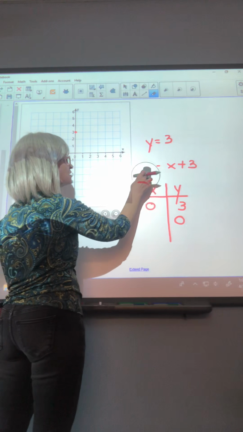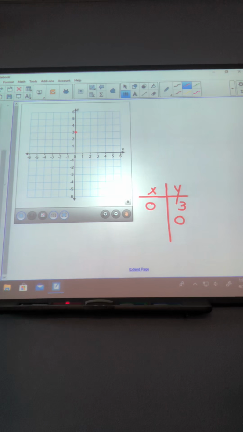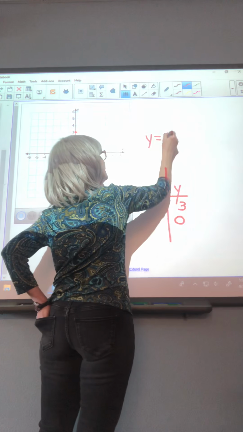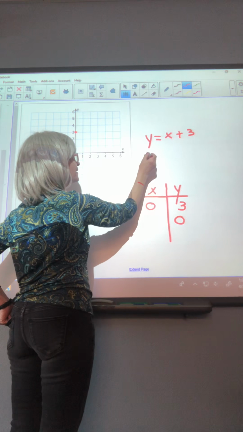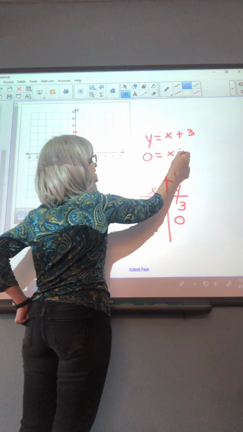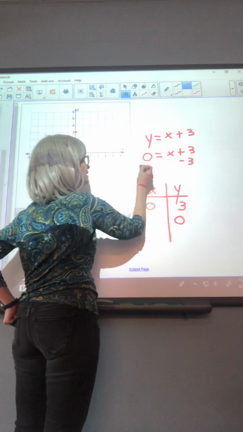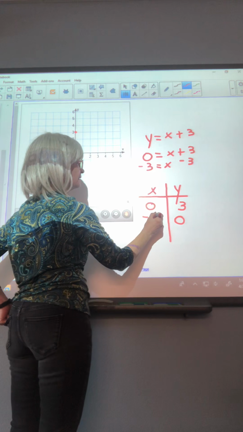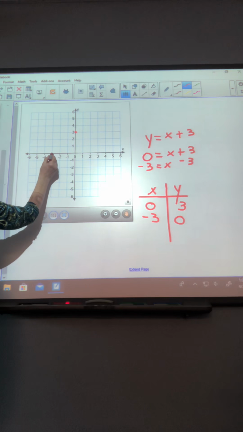So this time we're going to be solving for x instead of y. And I erased the equation. I think it was y is equal to x plus 3. That was silly of me. Okay, so we're going to have a 0 there is equal to x plus 3. This time we're solving for x, so we're going to take away the 3, take away the 3. So negative 3 is equal to x. So then our point would be negative 3, 0.